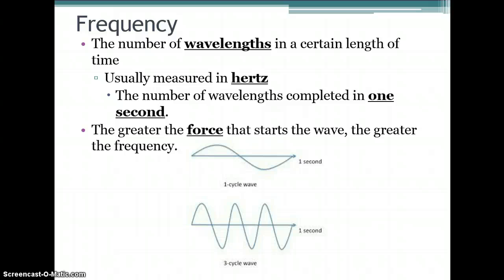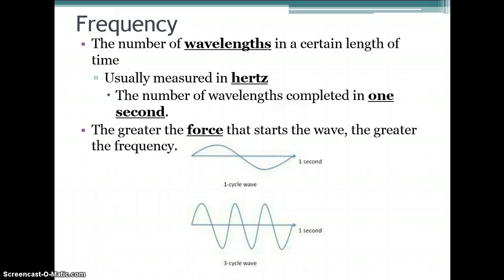Frequency is the number of wavelengths in a certain length of time, and usually that time is 1 second. If you measure the number of wavelengths in 1 second, then you are measuring in the unit of a hertz. The greater the frequency, the greater the force that started that wave. You can think about that with earthquakes or ocean waves. The greater the frequency, meaning the number of waves within a certain time period, the greater the force.